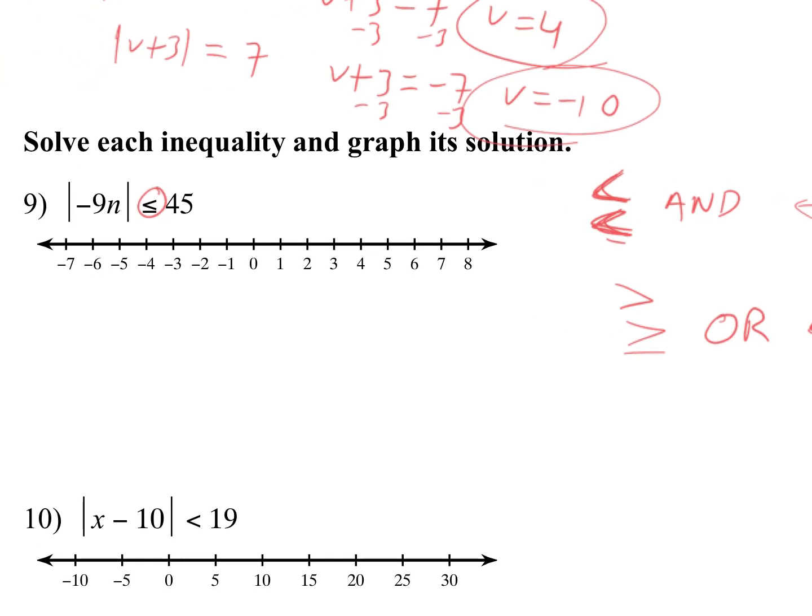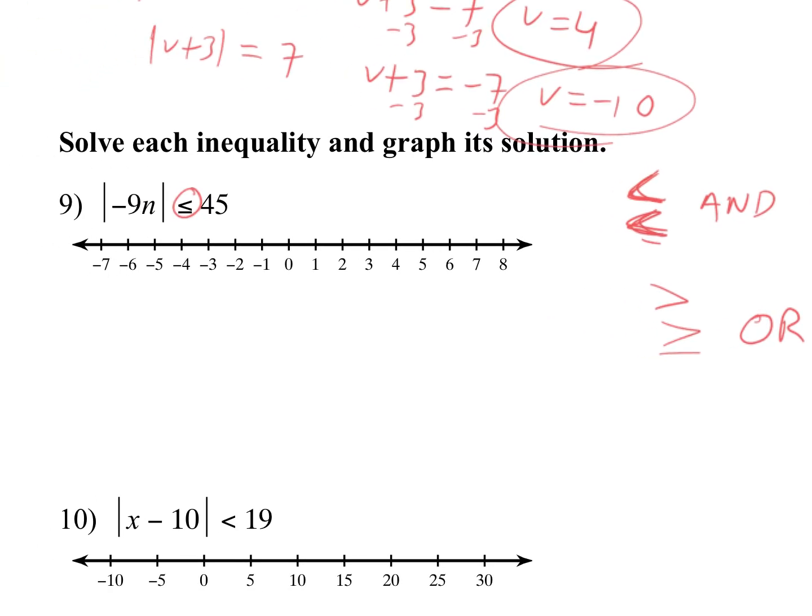All right, so let's look at this one. The absolute value is already by itself, and we have a less than. Any less than is going to be an and, so we can expect to shade in the middle for this one. So whatever values we get, we can expect to shade in the middle. And now we want to solve it just like we would an absolute value equation, right? So let's set up our two equations.